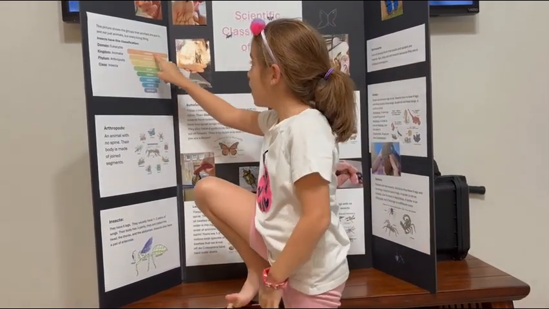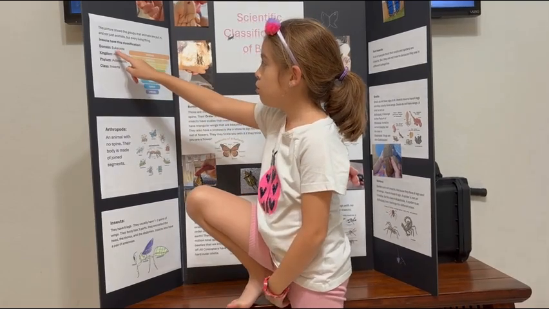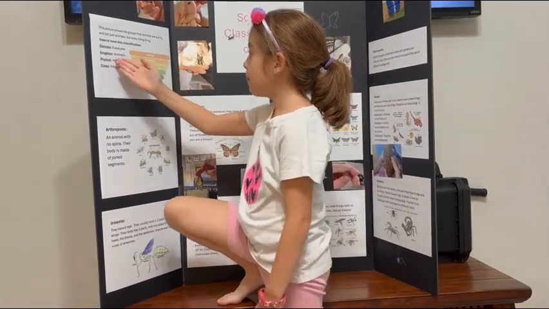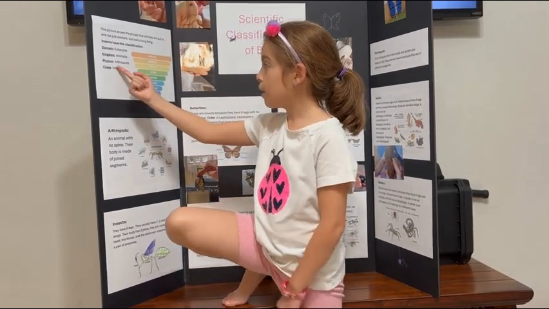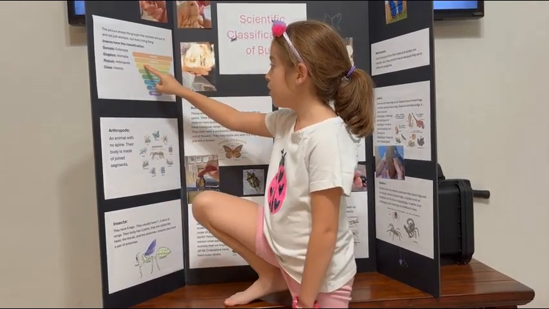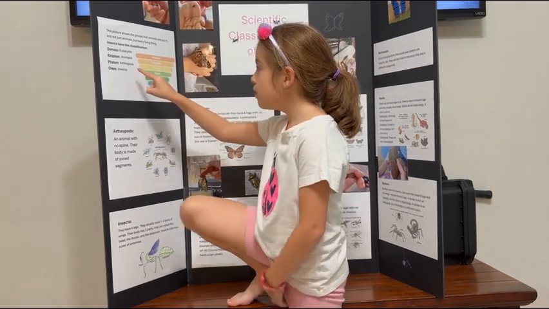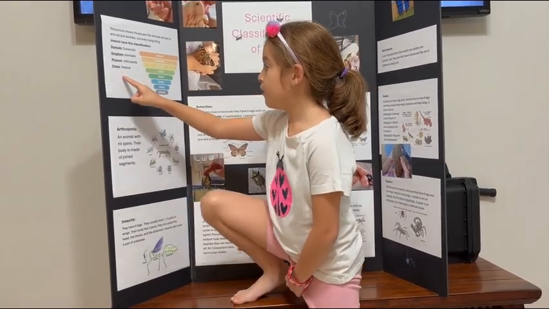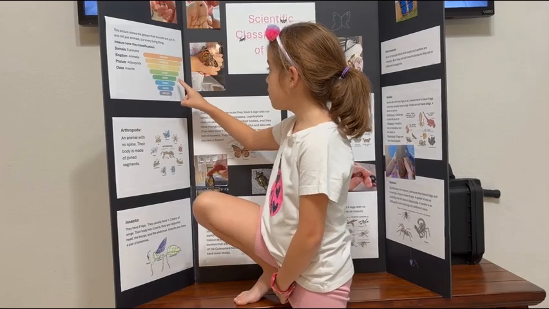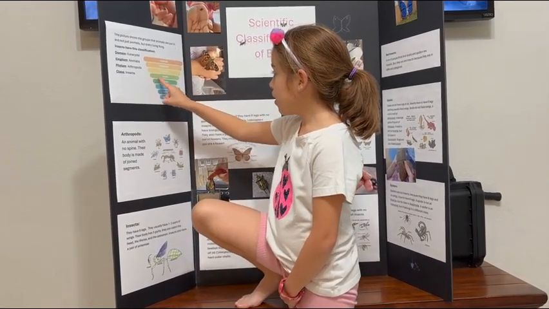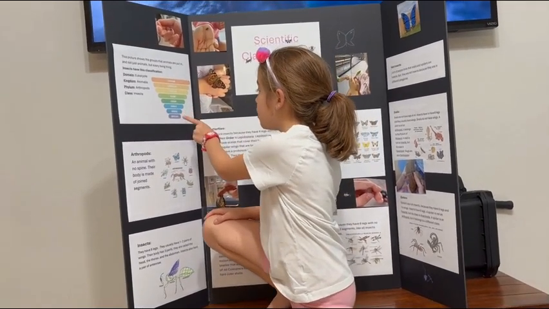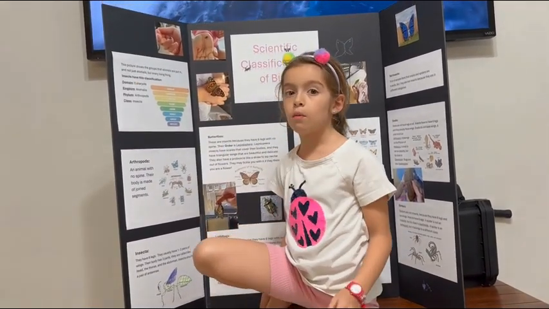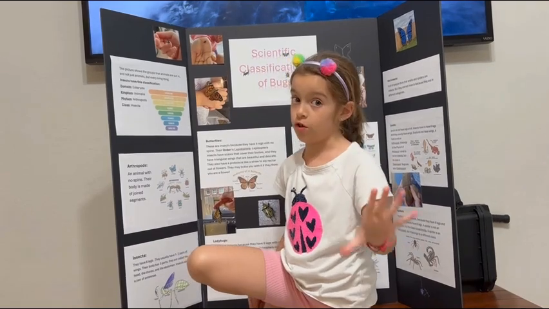Domain, which is the highest: Eukaryote. Kingdom, Animalia, which is a little smaller. Phylum, arthropods, just a tiny bit smaller, you can see. And then their class, Insecta, right there. We didn't do the order, the family, or the genus, or the species, because that would be a lot of research.